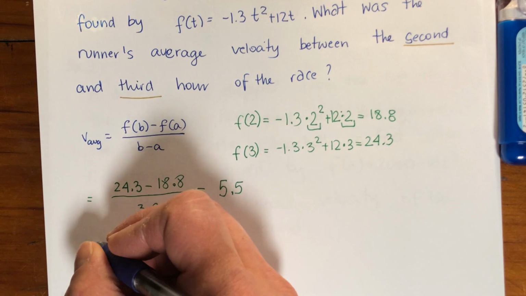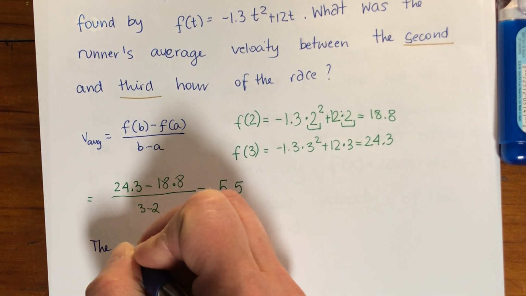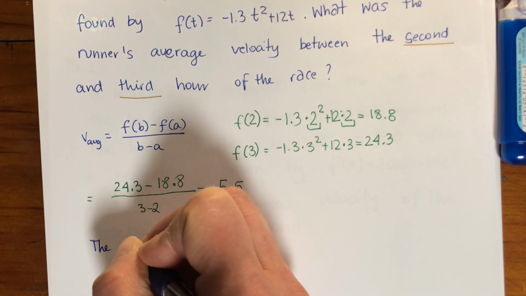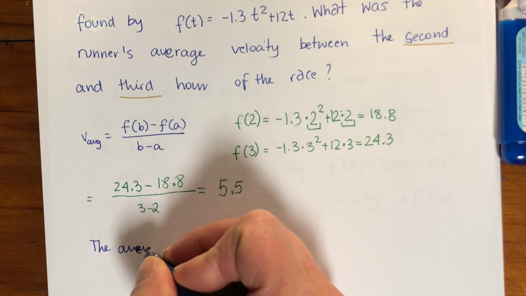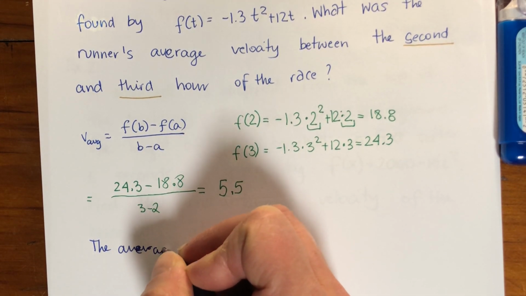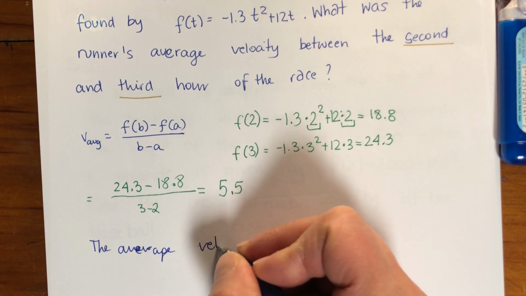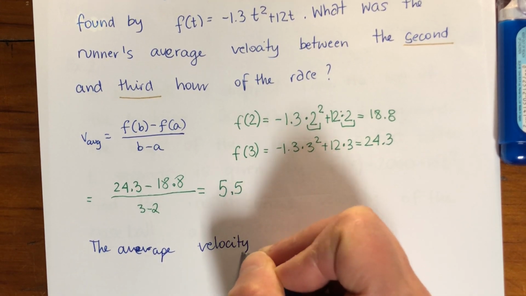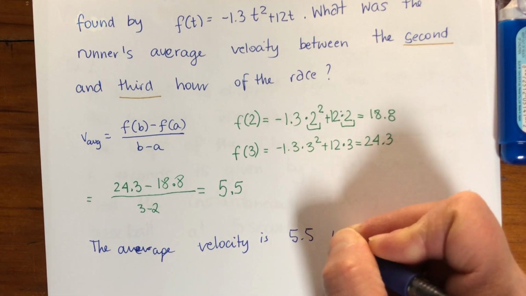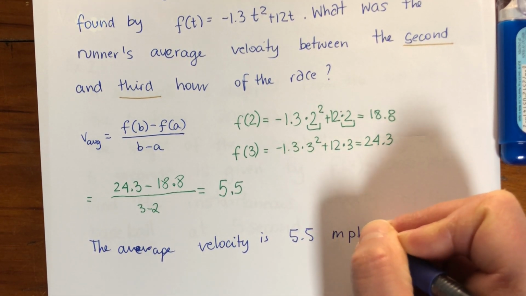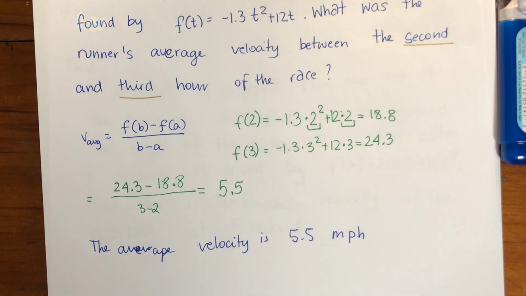So for this one, the average velocity, I always misspell this, but it's an e right in here, average velocity is 5.5 miles per hour. And that's it. So we did our first question.